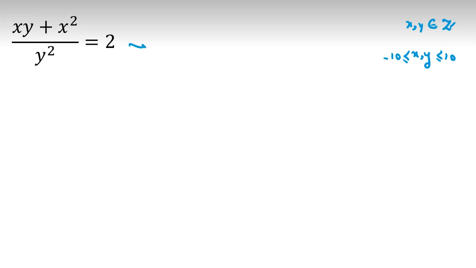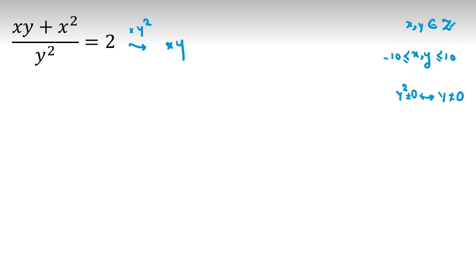Let's solve. We know the denominator shouldn't be 0. Denominator is y squared. So y squared shouldn't be 0, and it is equivalent that y shouldn't be 0. We don't like denominators because we are working with integers. When we are working with integers and we have denominators, we should multiply by the denominators to get rid of them. So we multiply both sides by y squared.